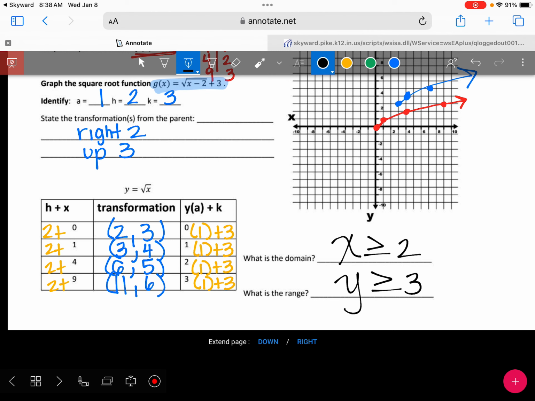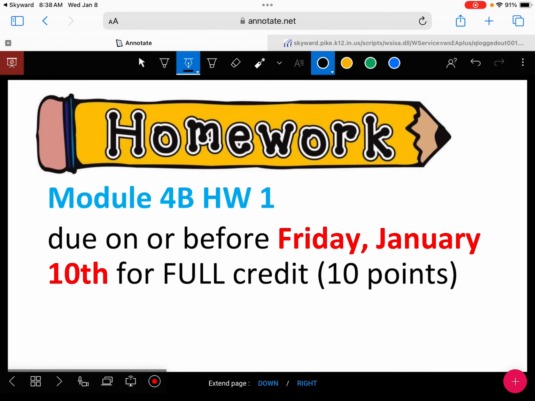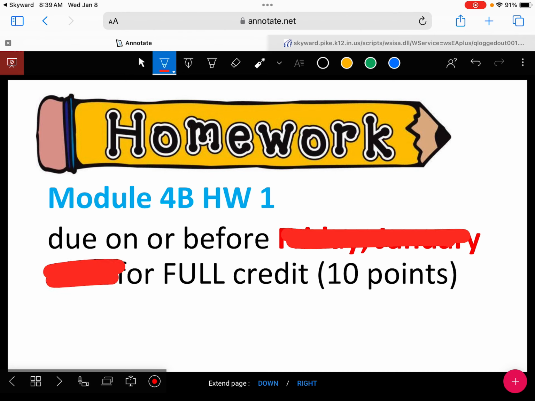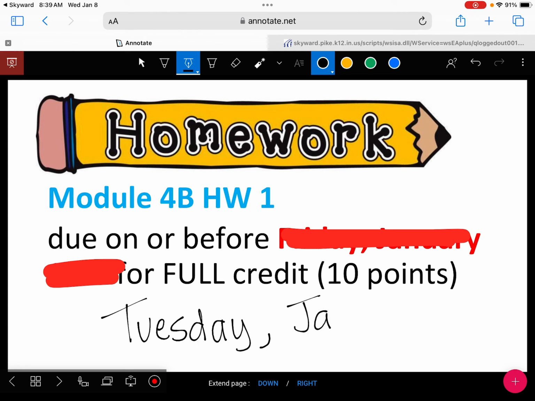Get that turned in. This assignment that I just passed out, because of the snow day, can you write that the new due date is Friday? Not Friday, sorry. Tuesday, January 14th. So can you write that on the homework that I just passed out? It is due Tuesday, January 14th.